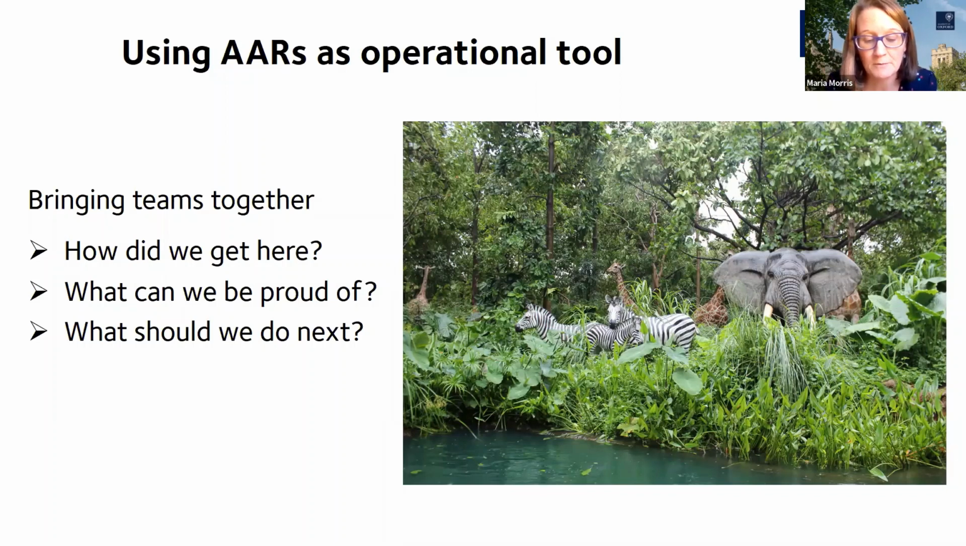Because it's such a simple, adaptable format, they're finding it easy to use. It encourages discussion and feedback, and most importantly, provides space to reflect on things as a team. So doing that can help bring teams together to understand how they got to where they are, what they can be proud of, and what they can do next.